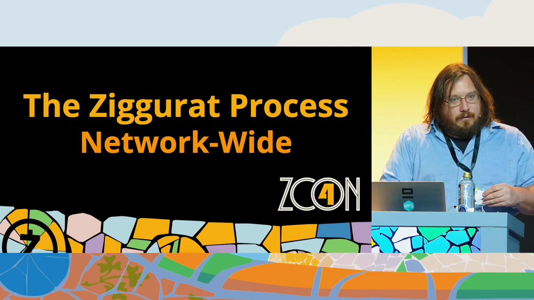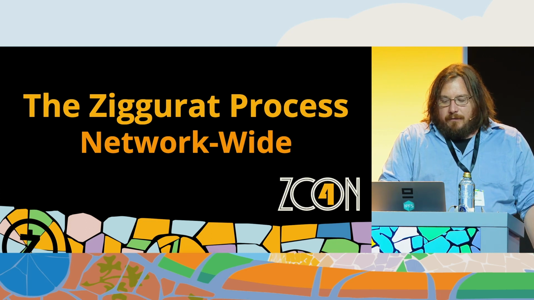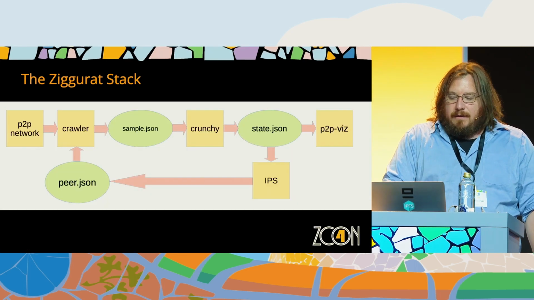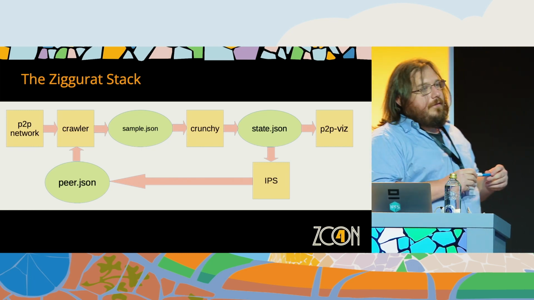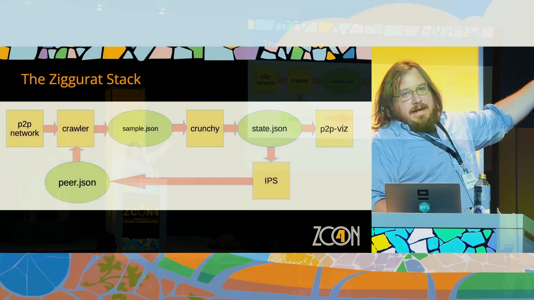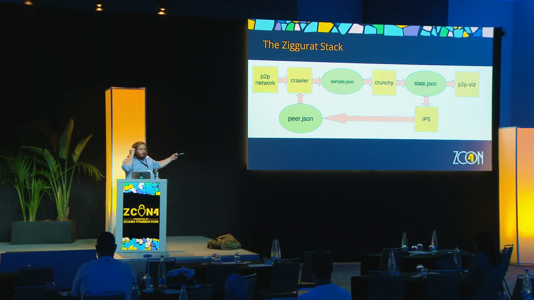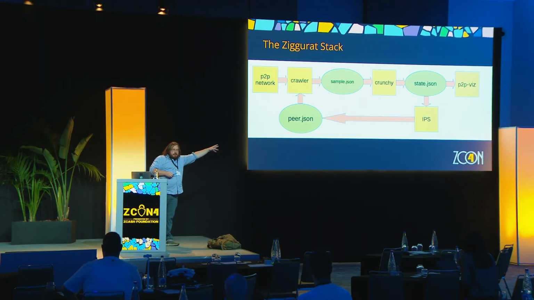From there, once we feel like the single nodes are robust enough, then we can move to network-wide testing. This is the whole stack for the network-wide testing. It starts with the network itself. The first thing we did was take the synthetic node and outfit it with a crawler, which outputs a sample JSON, goes into another tool called Crunchy, which analyzes it for very specific network metrics, like degree of centrality, closeness, betweenness, things like that. Outputs a state JSON, goes to the visualizer.